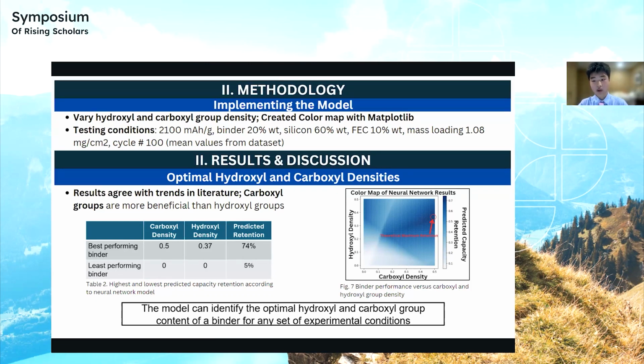This is actually consistent with current battery literature because polyvinyl difluoride is one such binder that's used in silicon anode research, and it has 0 carboxyl group density and 0 hydroxyl group density. And it's often thought to be the worst performing binder in silicon anode research. And my model is able to predict that PVDF is indeed the worst performing binder. This means that there's a good chance that the carboxyl group density of 0.5 and a hydroxyl group density of 0.37 would likely give the highest predicted capacity retention.